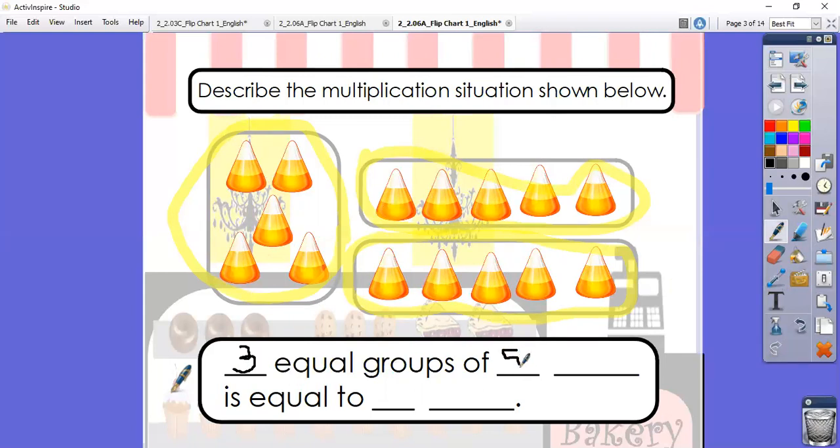So I have 3 equal groups of 5 candy corns. And for those candy corns, I'm going to use the shape again. So there's my little triangle shape. And this is equal to, so when we were talking earlier and I said that multiplication is related to addition, let's look at how this is related. I have 5 plus 5 plus 5. Let's see, so I'm counting by 5s. 5, 10, 15. So I have 15 candy corns.